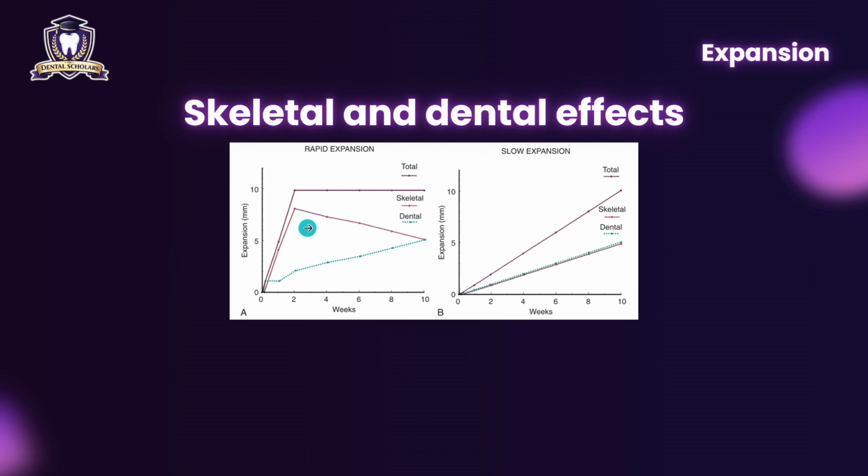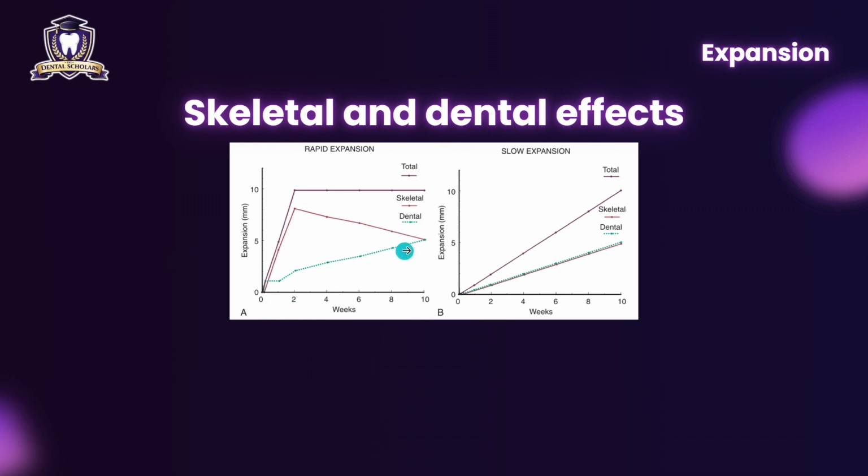Now look at the red line. Initially, it rises rapidly to around 8 mm. This means most of the expansion is skeletal initially, meaning actual separation of the maxillary bone occurs. So, in rapid expansion, approximately 80% is skeletal change at the time of expansion. But after 2 weeks, we see that the red line decreases slowly. Why? Because the tissues try to pull back the bones. Slight relapse occurs. This is why the appliance is kept for about 10 to 12 weeks as a retention.